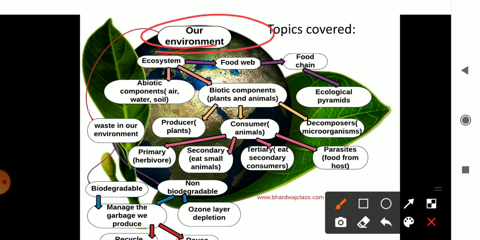I will be discussing the ecosystem, the components of the ecosystem, and how the various components of ecosystems interact to make things like the flow of energy and the cycling of nutrients possible. We'll also be learning about the ways in which the accumulation of biodegradable and non-biodegradable waste is affecting our environment.